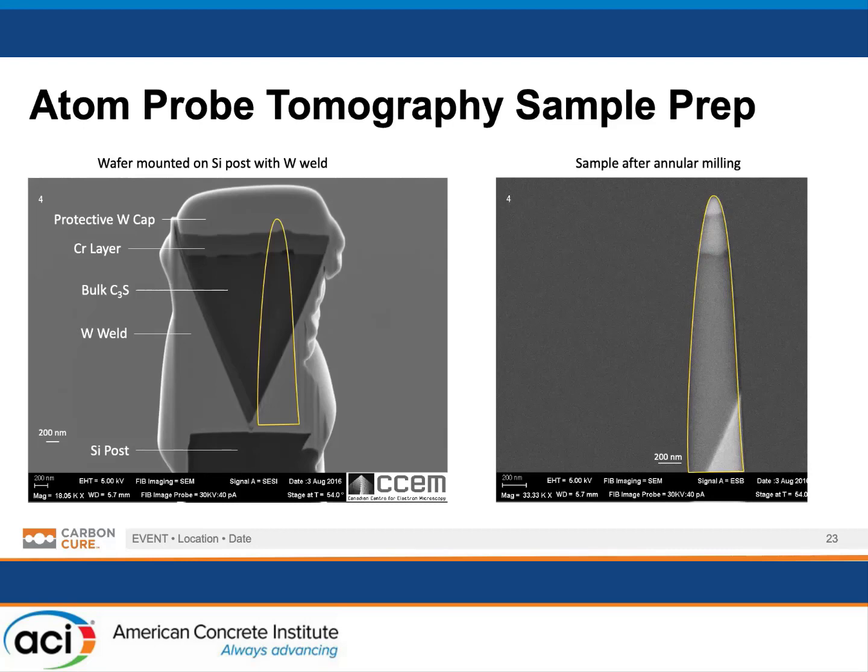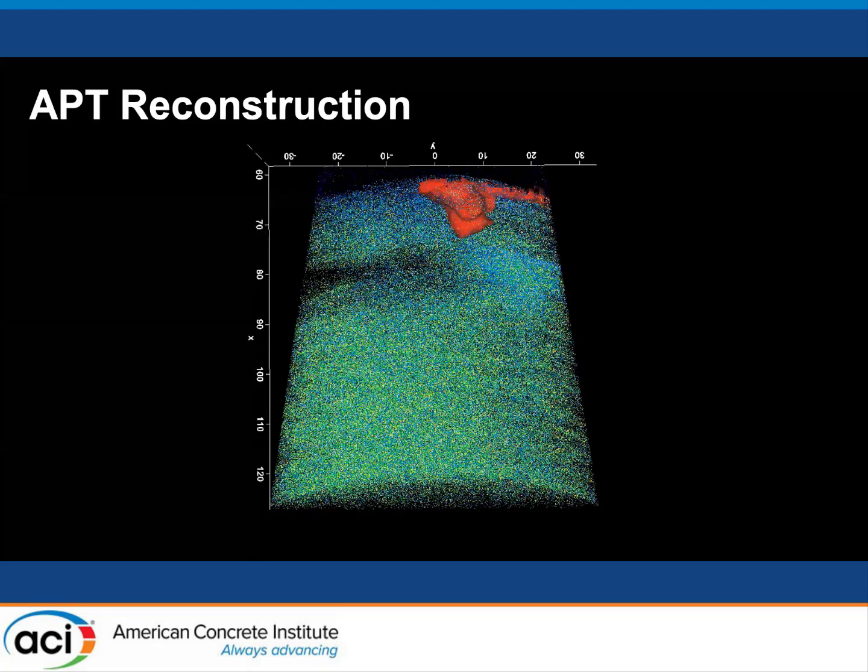So through this exercise, you can see the needle has a protective tungsten cap on the bottom, then there's a chromium layer, and then we get into the sample. If we focus on that sample, when we analyze it, it looks something like this. We have a volume investigated of the C3S, and shown in red is where we found a high carbon concentration. So right near the surface, we've got this blob of a calcium carbonate particle, and the dimensions there are in nanometers.